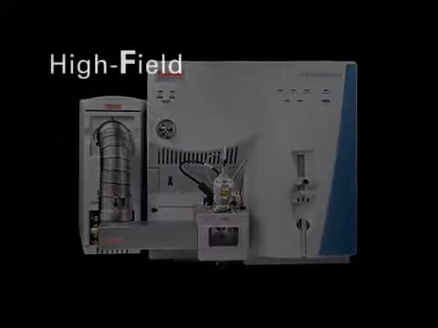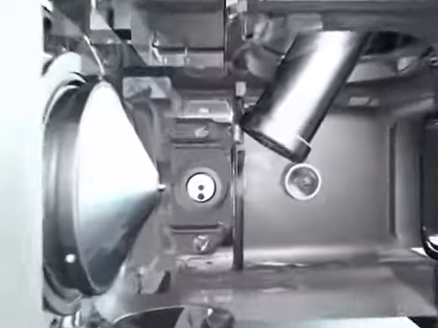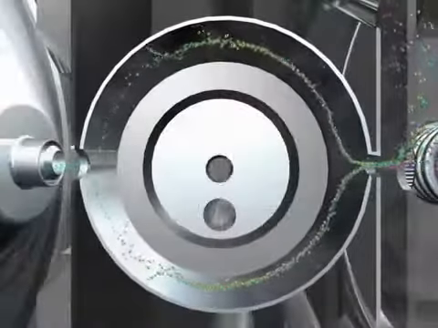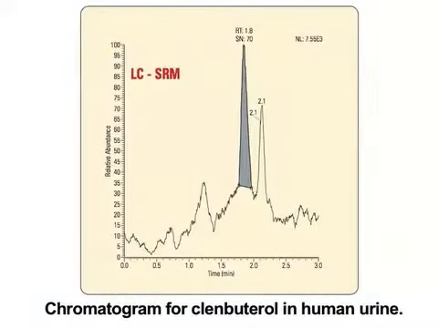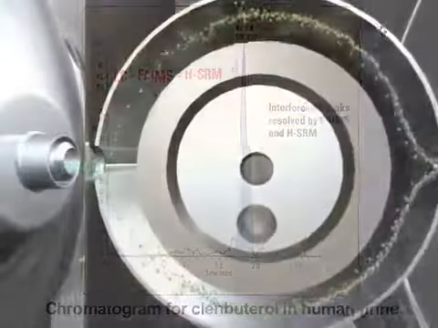FAIMS stands for High Field Asymmetric Waveform Ion Mobility Spectrometry, and it really is an ion filter. It prevents certain ions, the unwanted ions, from going into the mass spec, but it lets the ions that you want into the mass spec. As you can see here, this first chromatogram shows a lot of co-eluting interferences and chemical background, in addition to the analyte of interest. When we use FAIMS, we only let the analyte of interest into the mass spec, and so those other interferences have been removed.